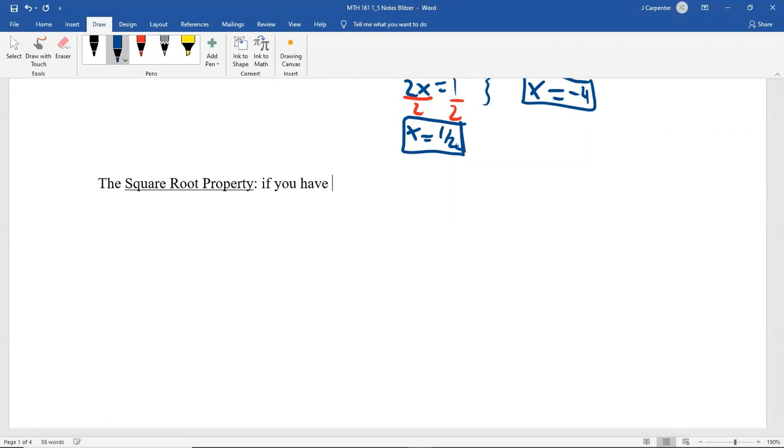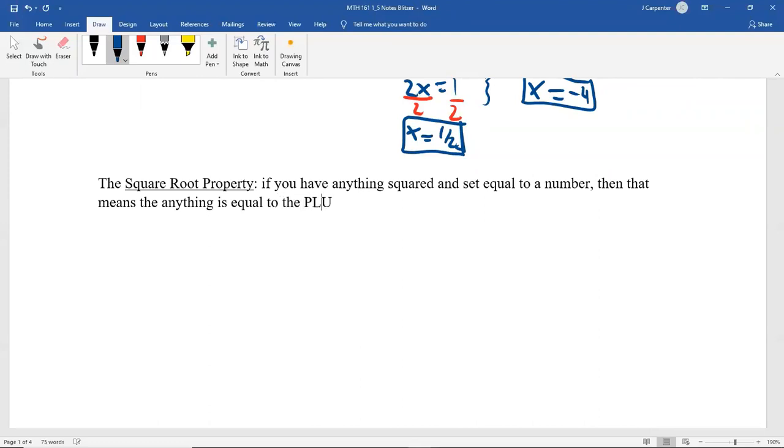If you have anything squared and set equal to a number, then that means anything is equal to the plus or minus square root of the number.